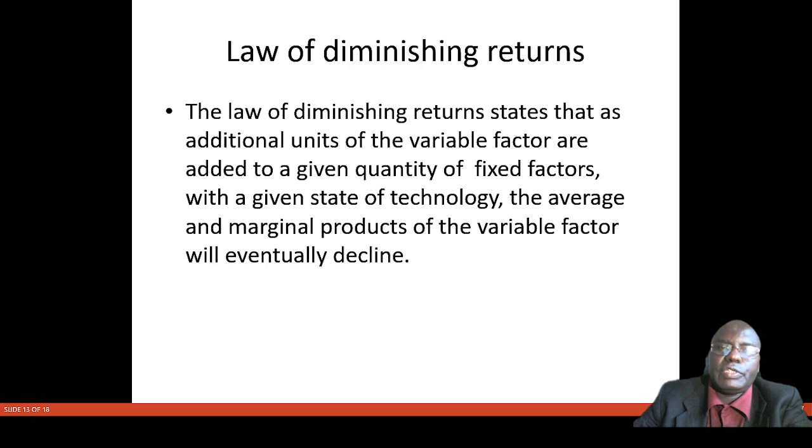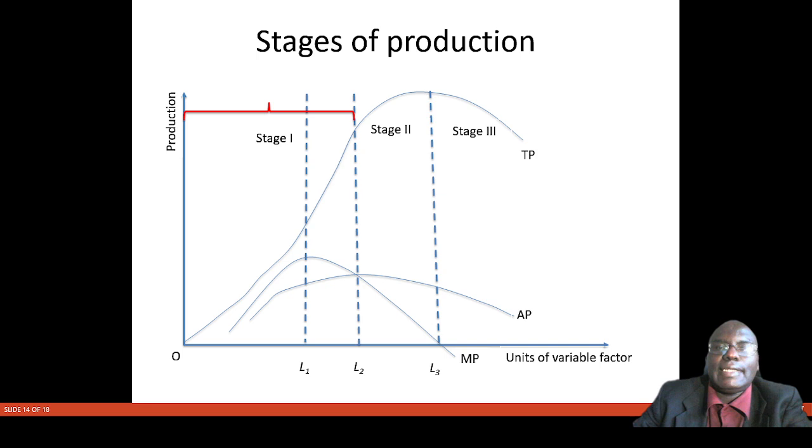Now, law of diminishing returns. The law of diminishing returns states that as additional units of the variable factor are added to a given quantity of fixed factors with a given state of technology, the average and marginal product of the variable factor will eventually decline. So now, before us, we have the stages of production diagram, which shows us the relationship between the total product, the average product, and the marginal product.